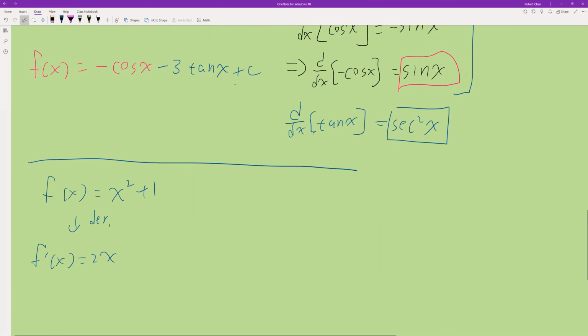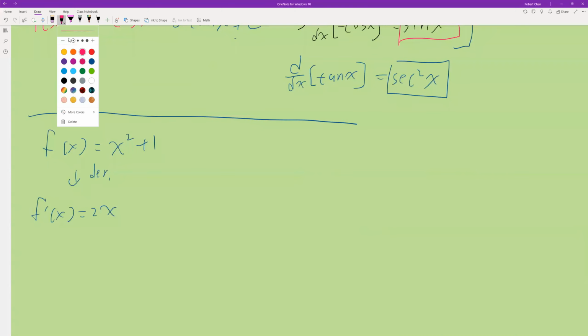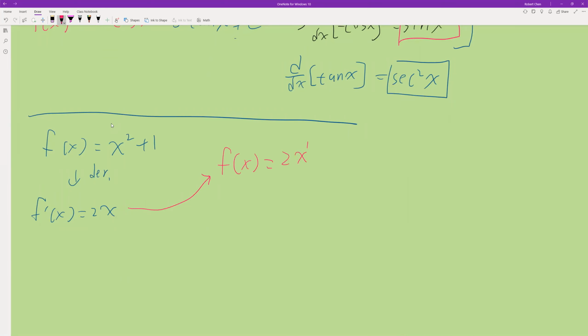Where the 1 is gone, right? But if you go from f prime of x back to the original function by doing the reverse power rule, we get f of x is 2 times x to the first power, and then divide by the new power. But in this case, we just get x squared. Notice that when we apply the antiderivative, or when we try to go backwards, we lost this plus 1 right here, right?